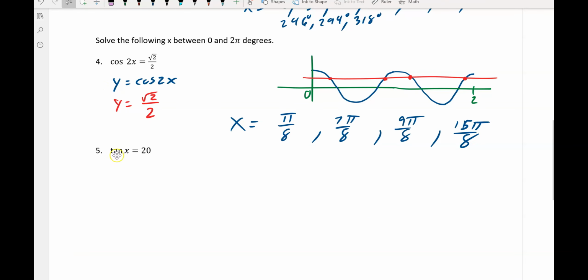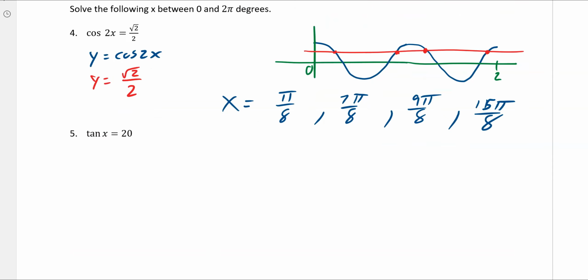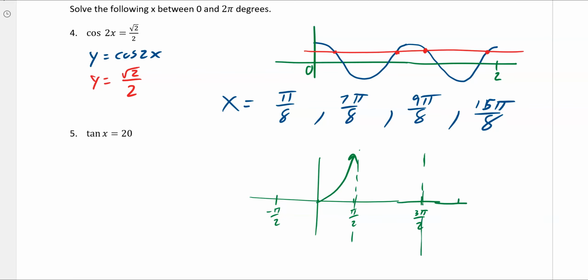All right, the last one now is a tangent x. So if you remember, tangent's a little different. So tangent's period is between negative pi over 2 and pi over 2. So our graph doesn't start until here. We get those vertical lines. Its period is pi. So you end up with this graph. So you can see that we have 2 periods within a 2 pi range.